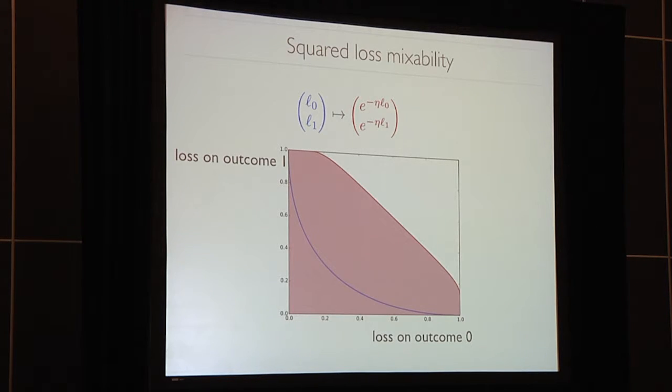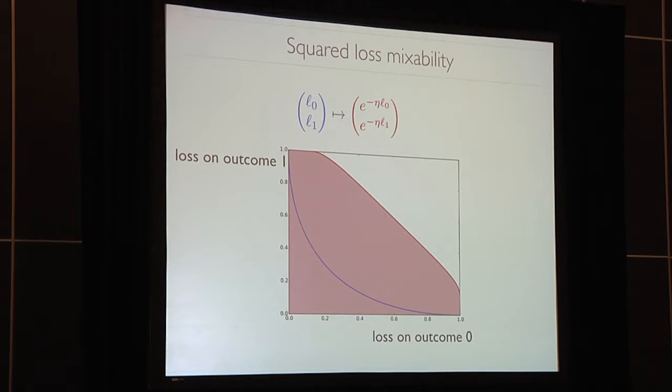So there's a pictorial version of this. This blue curve is, again, this set of achievable losses. This red curve on the northeast corner is the exponentially transformed version. And if you fill in the southwest quadrant of that, this red region, the convexity of that region is equivalent to the mixability of the game. And so if that region is convex, then everything's nice, and we can get constant regret. And this is analogous to fast rates in statistical learning.